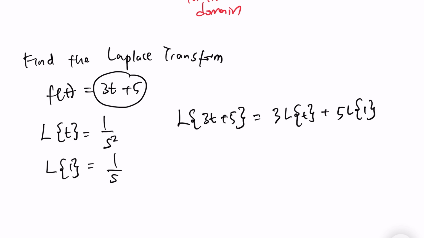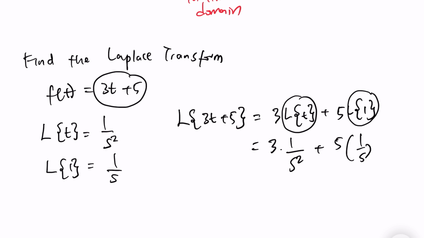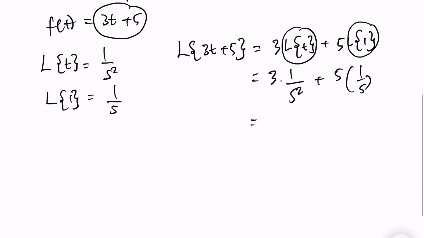It will become like this: 3. When you refer to the Laplace transform table in the notes, you can find the Laplace transform of t is equal to 1 over s squared, and then plus the Laplace transform of 1 is just 1 over s. So very easy to solve now, right? So here you can get 3 over s squared plus 5 over s. Okay, done. See how easy it was.